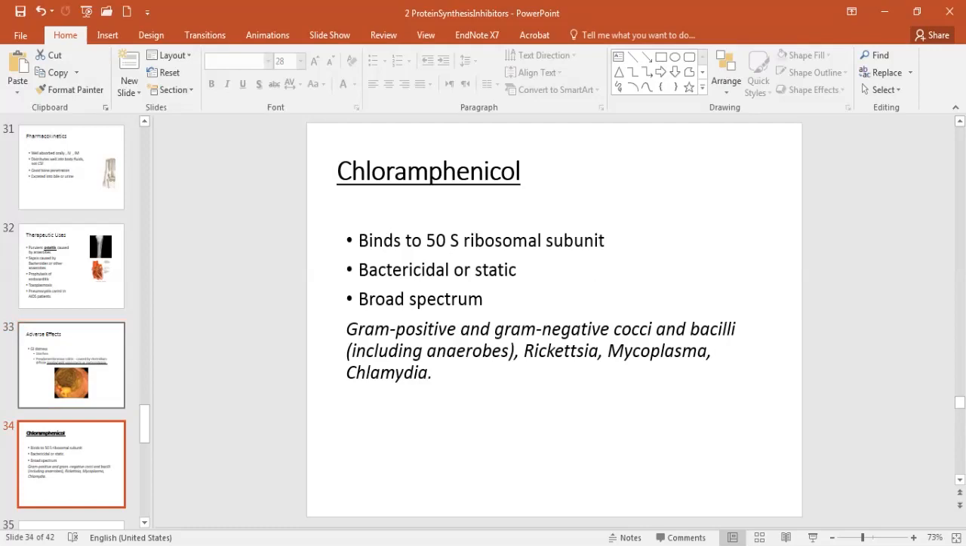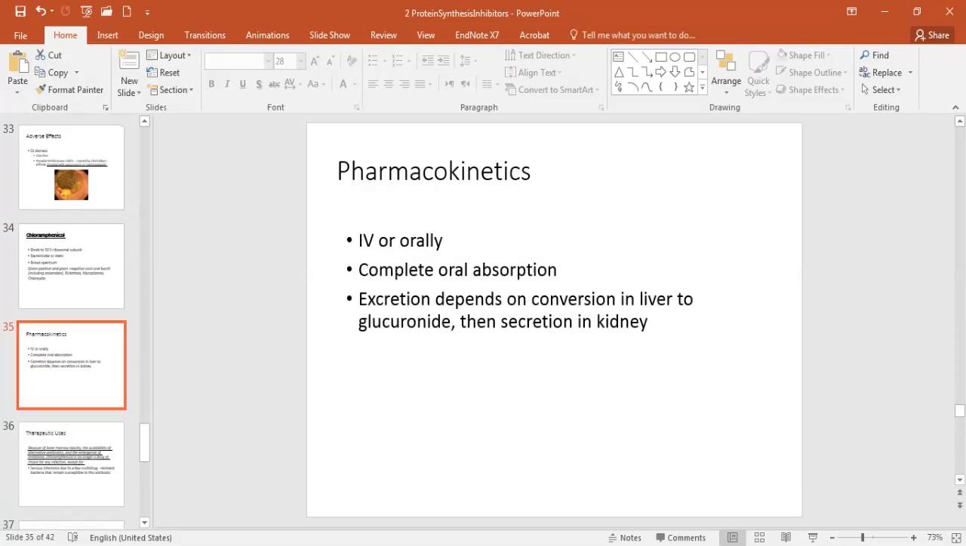It binds to the 50S ribosomal subunit. It has a bactericidal or bacteriostatic effect with broad spectrum, covering gram positive, negative, cocci, bacilli, including anaerobes, tetanus, mycoplasma, and chlamydia. Given orally or IV, it has complete oral absorption. Excretion depends on conversion in the liver to glucuronide and thus secretion in the kidney.